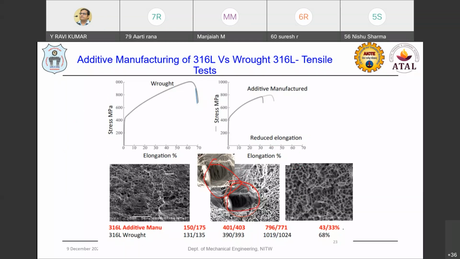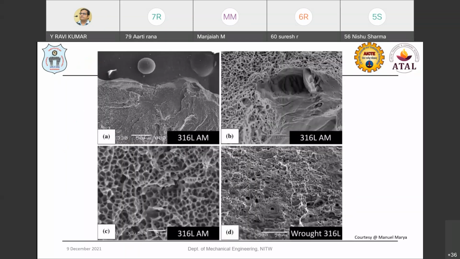The unmelted particles or porosities are the causes for the reduction in the elongation properties. You can see the reduction in ductility is because of these unmelted particles. They will be there in the defects. These defects and porosities are going to cause a reduction in the ductility of the fabricated AM parts.